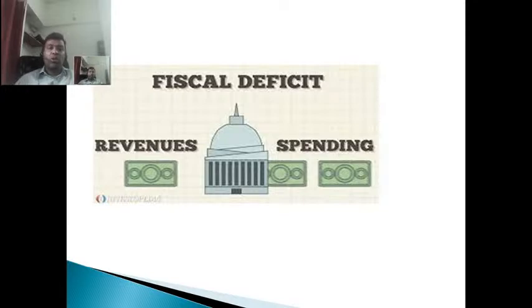Okay, so what is the relationship between fiscal deficit and capital expenditure? Maybe the government doesn't have money now, but they can borrow from somewhere and they can construct a school, they can construct a road, they can construct an airport. This will lead to an increase in business. This will lead to ease of doing business.